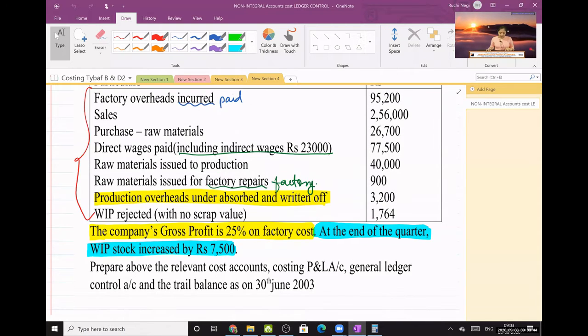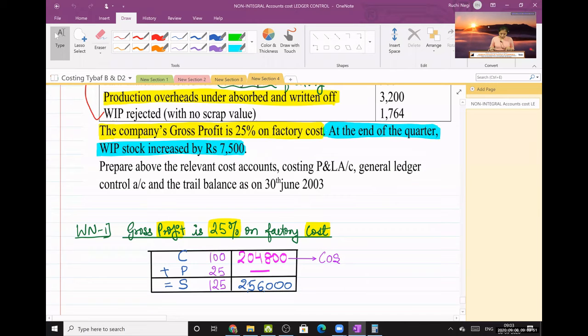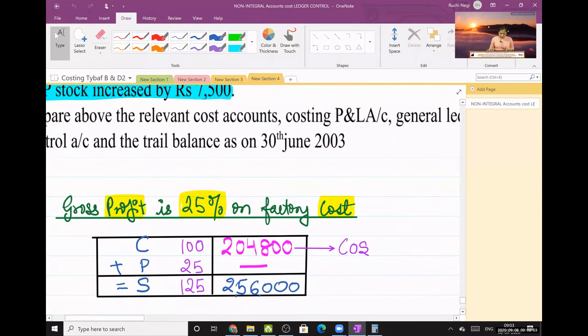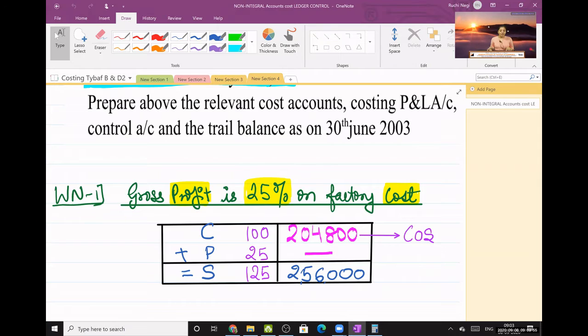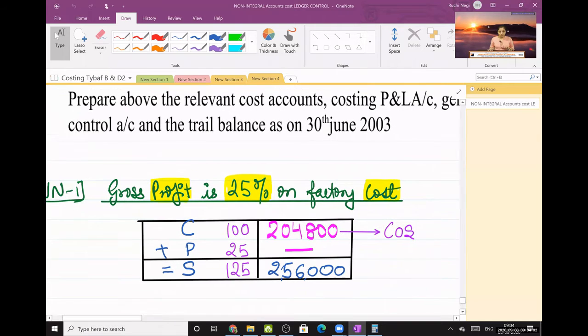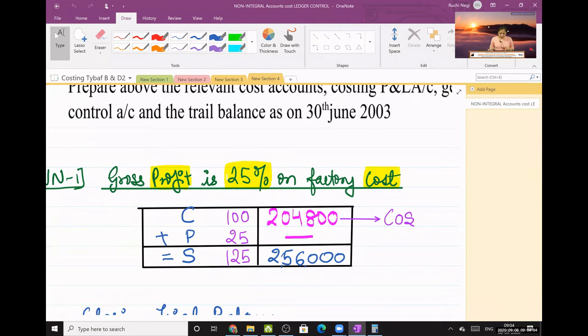And then the highlight of the sum: company's gross profit is 25% on factory cost. So this was the probable working method for it. What did I tell you? We have to read it as profit is 25% on cost. So I get this formula, which is the objective of cost accounting, C plus P equal to S. Profit is 25% on cost. The cost is the base, the base is always 100. So profit is 25 and sales is 125.